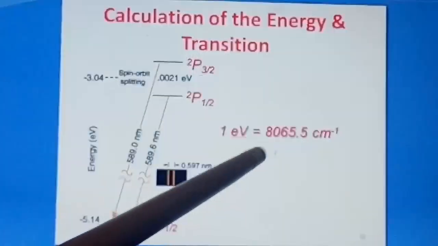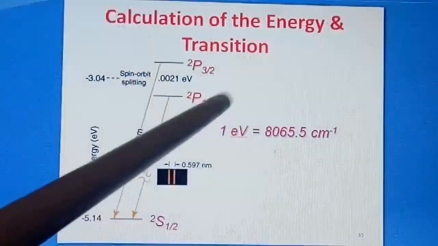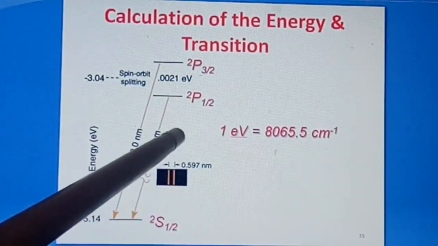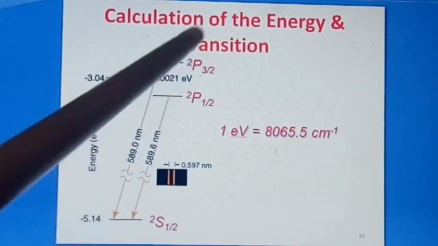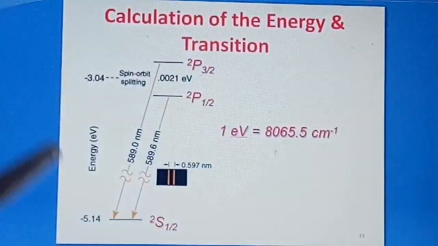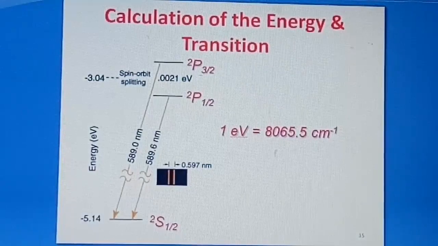Here we have given that 1 electron volt is equal to this many centimeter inverse. So this energy difference is in nanometer, and this energy is also in nanometer. So this is the energy diagram of these two states.